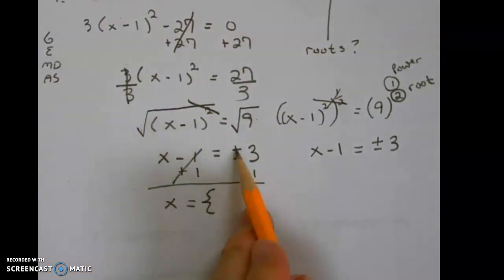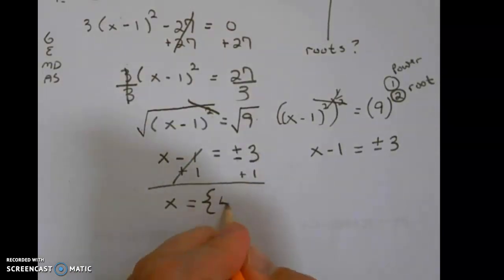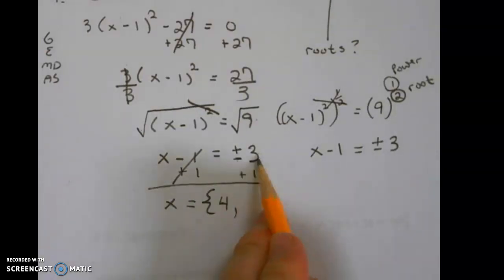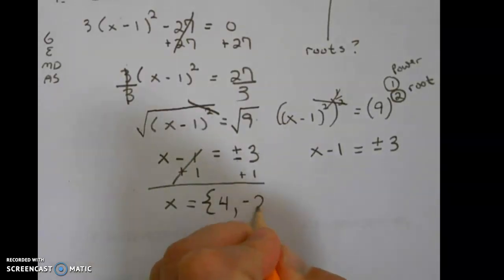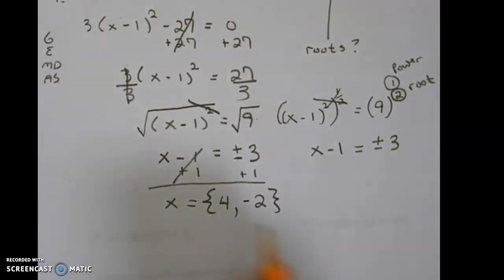So the first, you're going to take the positive 3 and add 1 to get your first answer. And then the second root is found by taking the negative 3 plus 1. And that's how you get the negative root. So there are your two roots. Now when you're solving, it's okay to leave your answer in this format. You don't have to put it in point form.